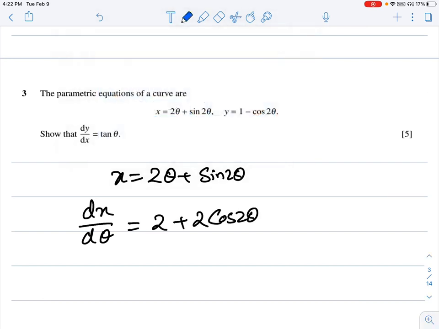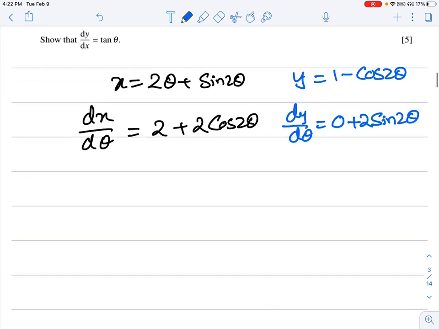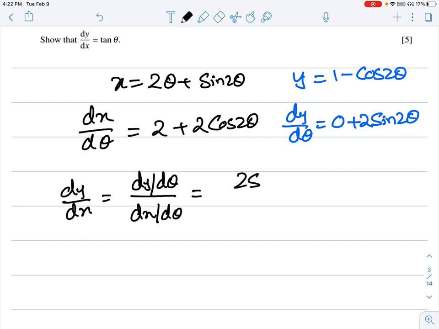Similarly, y is equal to 1 minus cos 2 theta. So I'm going to find dy by d theta. 1 derivative is 0. Cos 2 theta derivative is minus 2 sine 2 theta. Minus of minus becomes plus. Now I need to find dy by dx. Dy by dx is nothing but dy by d theta upon dx upon d theta. So dy by d theta upon dx by d theta is 2 sine 2 theta divided by 2 plus 2 cos 2 theta.